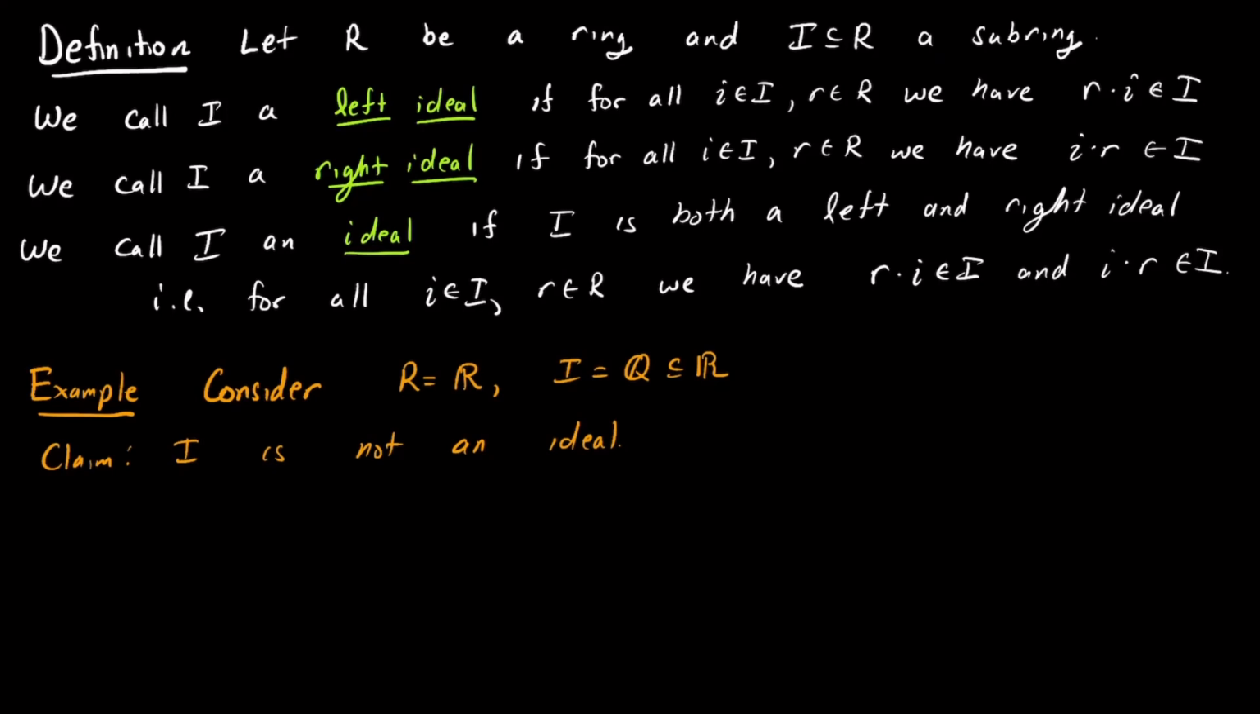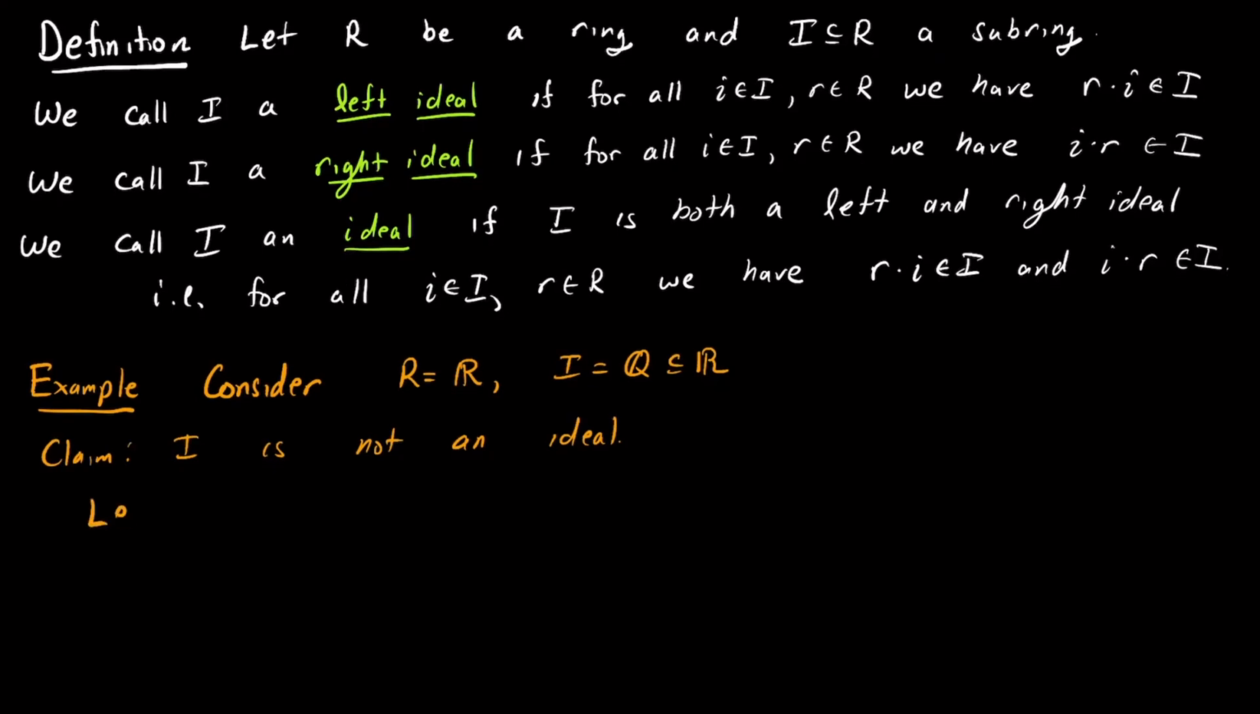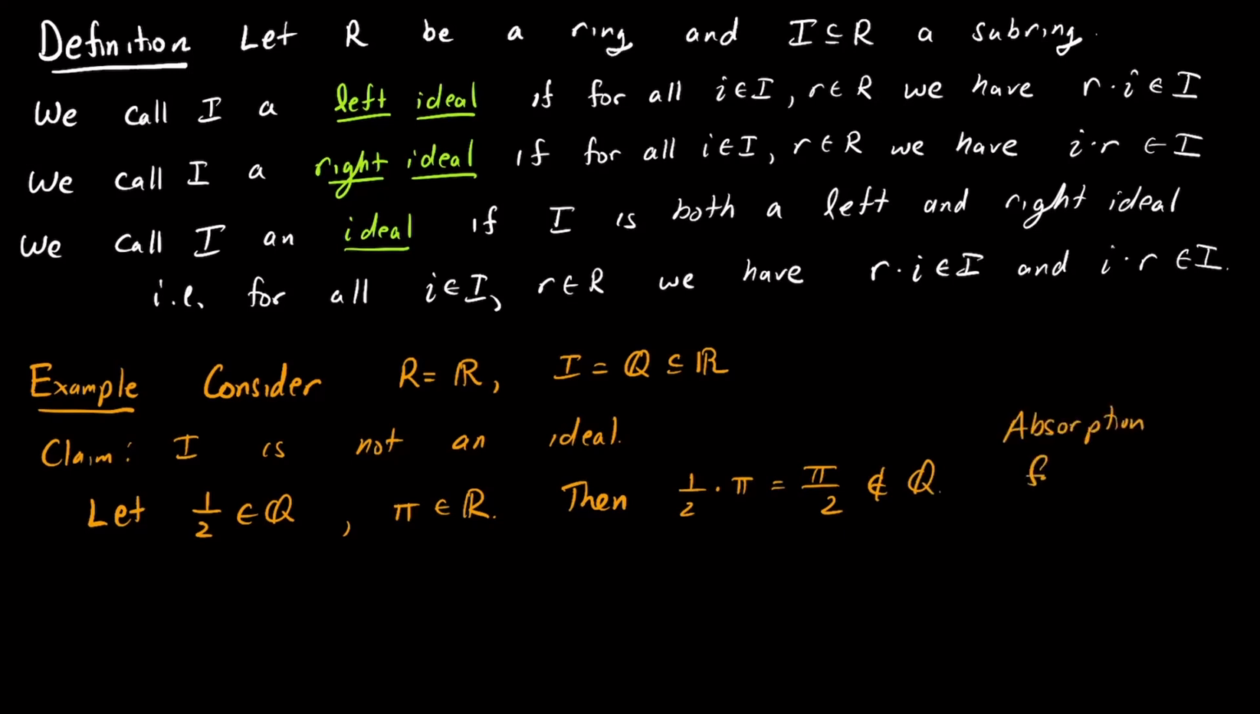Okay, so how do we prove this? Well, all we have to do is provide a counterexample. I'll say let 1/2 be an element of Q and pi be an element of R. Well, what do I know? I know that then 1/2 times pi, this is going to be pi over 2, is not an element of Q. All right, so the idea is that absorption fails. Right? Pi over 2 is irrational. And if I want to check that pi over 2 is irrational, I can do that, right? So let's just check this.